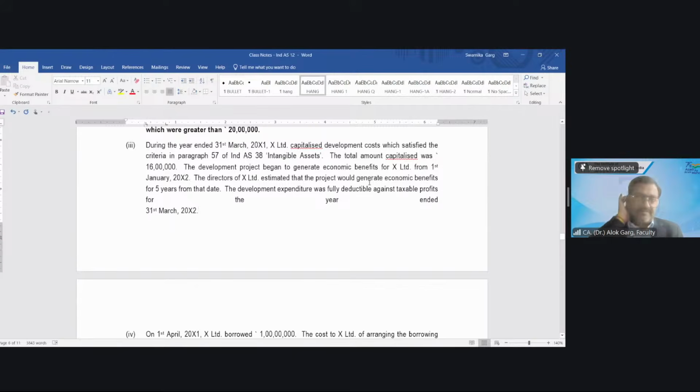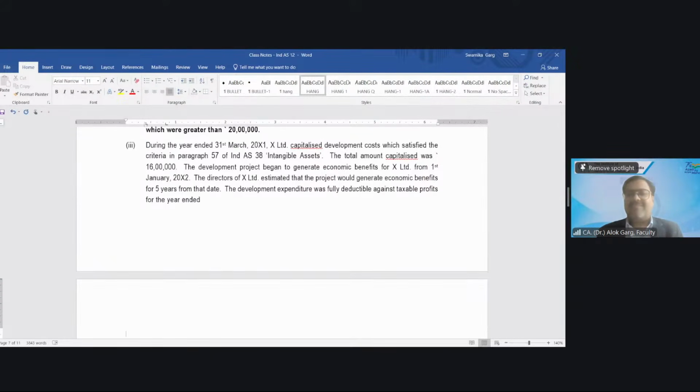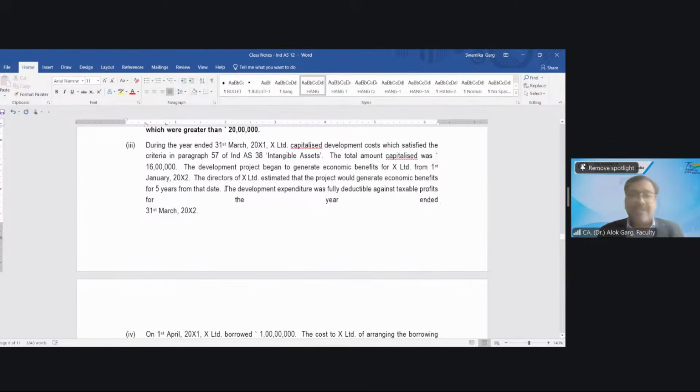What is my tax base? 0. Why 0? The entire amount is allowed as deduction. Yes, my tax base is 0 because in the question it is written that the development expenditure was fully deductible against taxable profit for the year ended 31st March 2002. It means 16 lakh was completely charged to P&L in your income tax P&L. So in my book base, 1520 is the value of the intangible asset. In my tax base, 0.